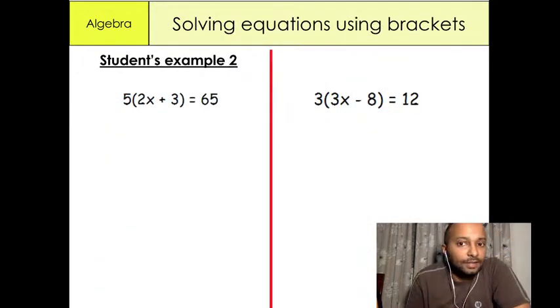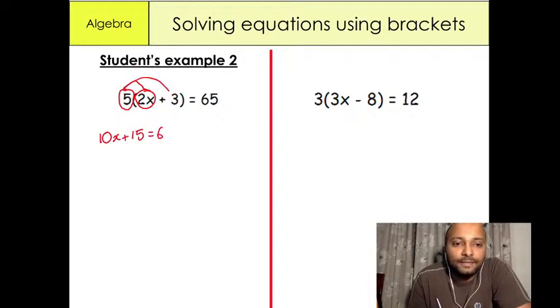Again, as always, expand the brackets, simple process. Again, first number outside the bracket, multiply it with the first term inside the bracket. So it's 5 times 2x, which is 10x. And then we have 5 times 3, which is 15, equals 65. We have 10x plus 15 equals 65.